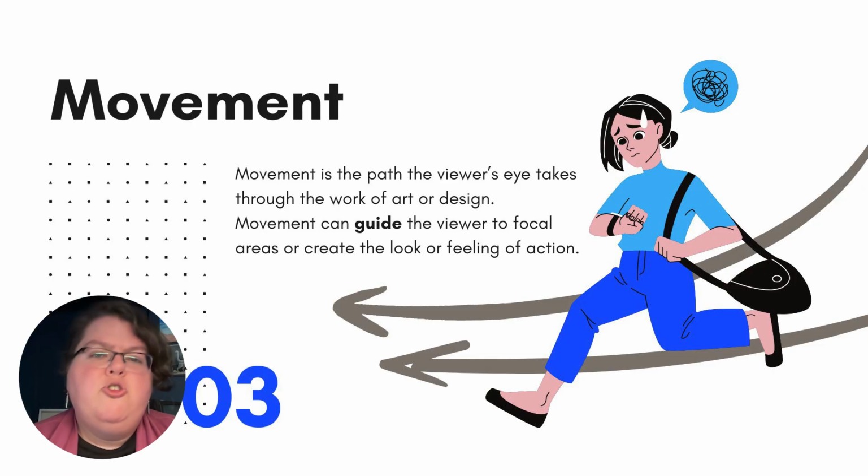So, to use movement in design, you might follow common eye tracking patterns like the Z pattern, F pattern, or layer cake pattern to guide the placement of design elements. You'll want to strategically place your most important information in areas viewers are naturally drawn to.